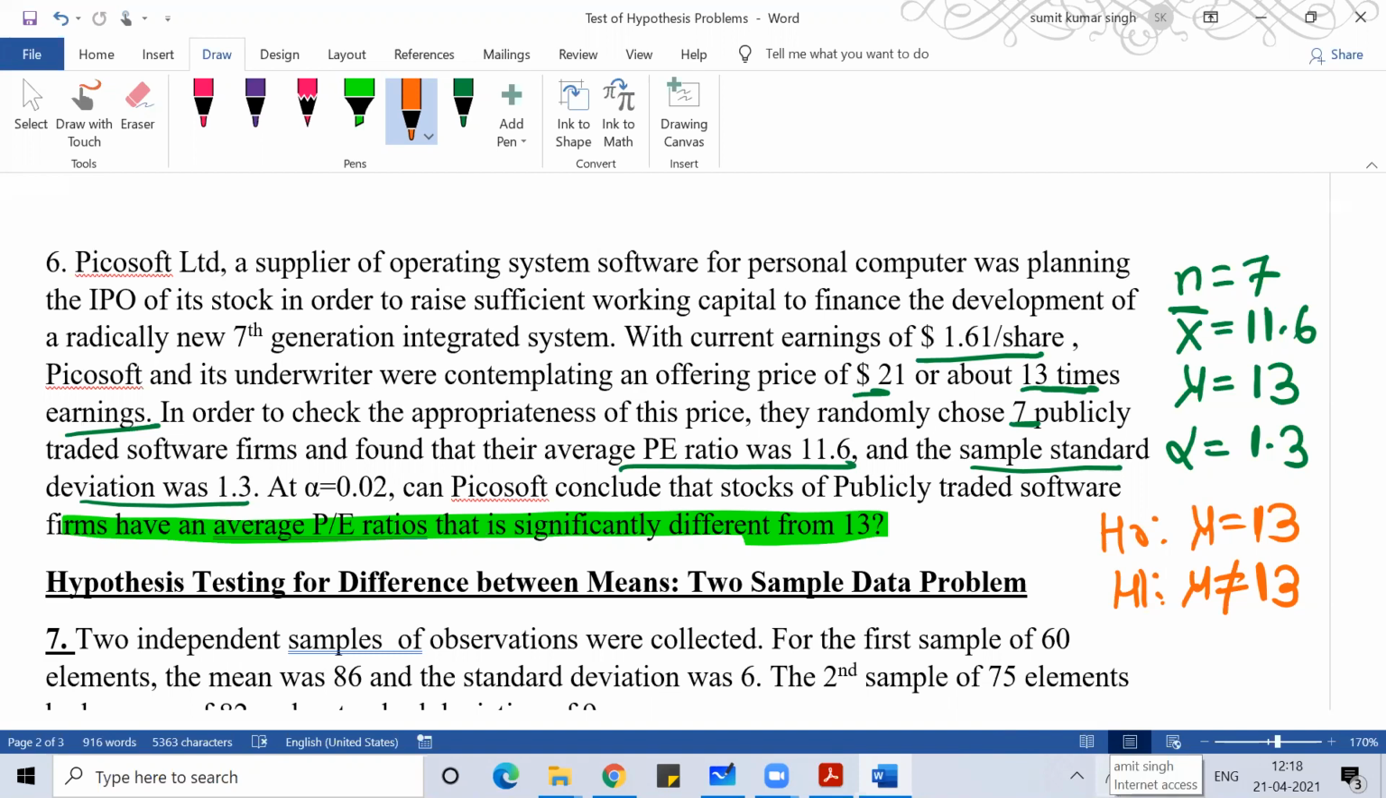I have given you enough examples to understand when it is a one-tailed test or a two-tailed test. I don't think you should have any doubt by this time. While solving the problem, you should be clear whether it is a one-tailed test or a two-tailed test. That part should be clear to you.